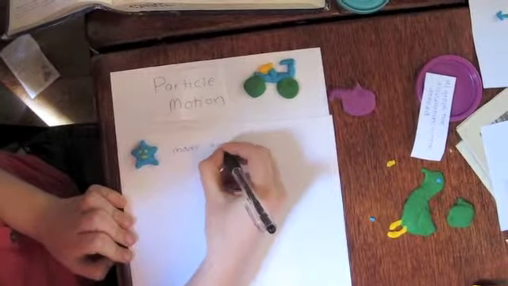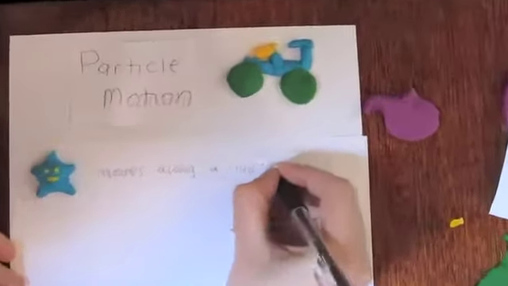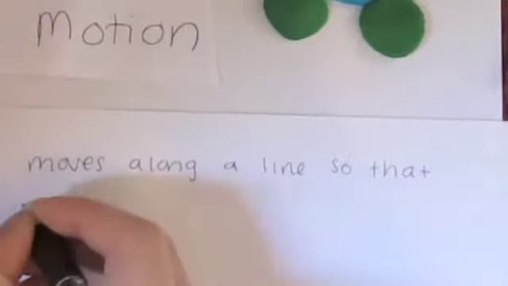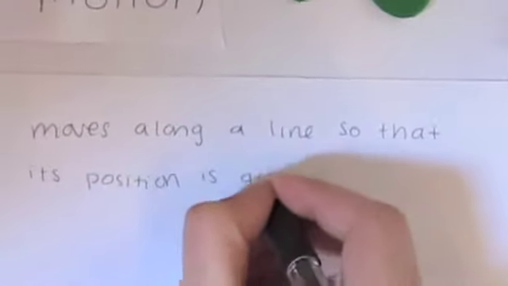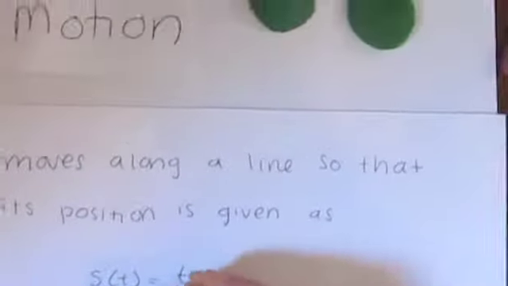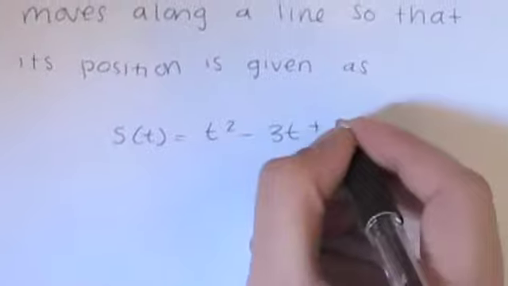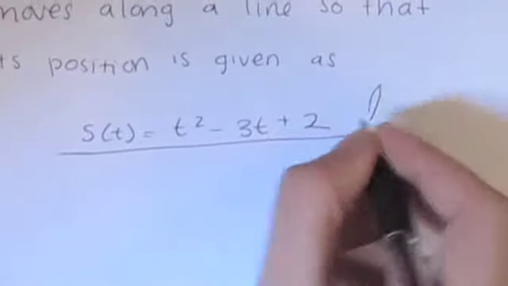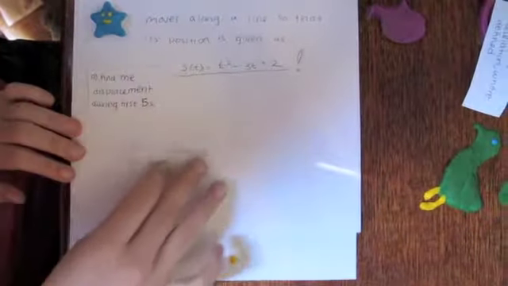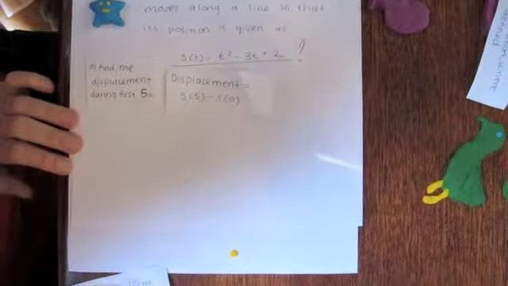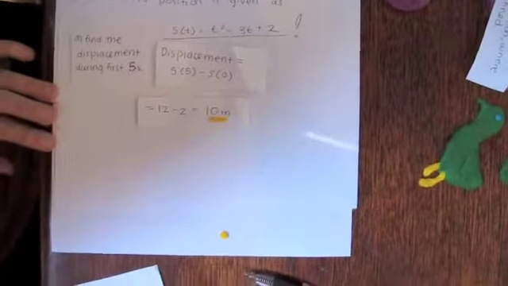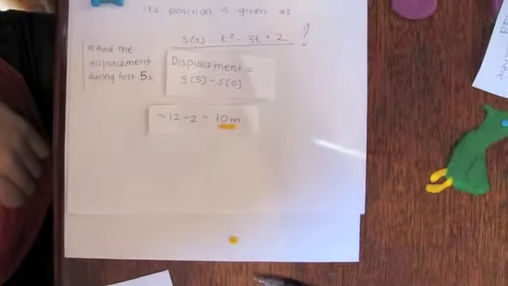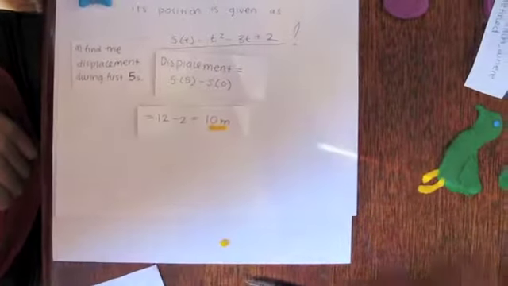Now we're going to transition to particle motion. So, say we've got this particle, and he is moving along a line so that his position is given by the equation t squared minus 3t plus 2. With that equation, we're going to try to find the displacement during the first 5 seconds. We're going to take the displacement at 5 and subtract the displacement at 0 from it, and when we do that, we're going to get that the displacement is 10 meters.